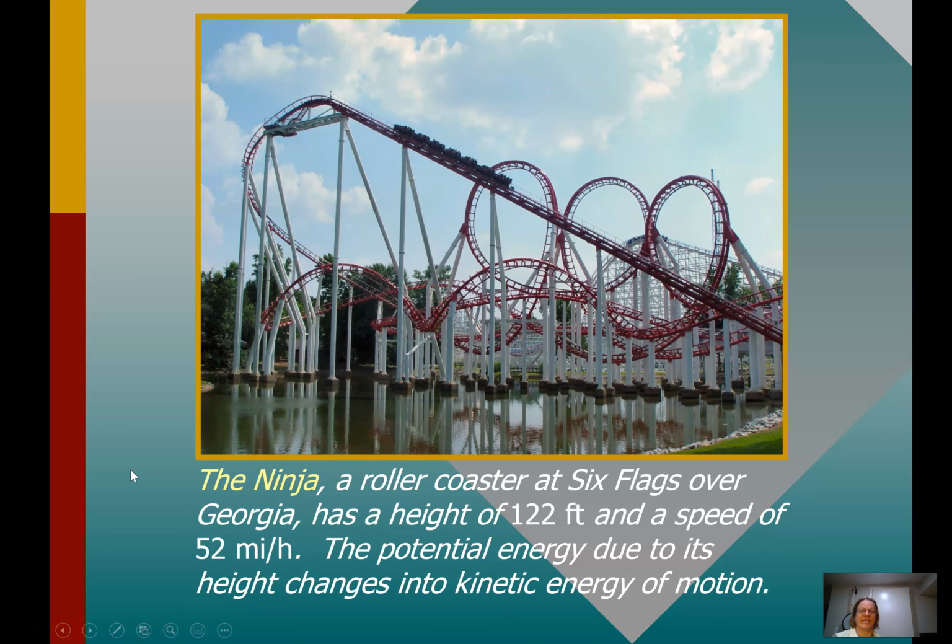Hey, here's a coach, the ninja. Six Flags over Georgia. Haven't been there.